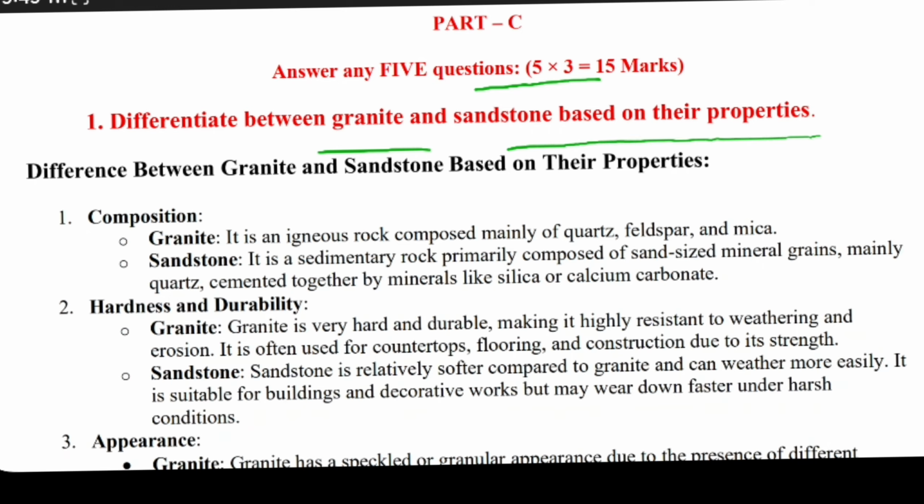So coming to the differences between granite and sandstone. The first case is the composition. Granite is an igneous rock. It mainly contains quartz, feldspar and mica. Coming to the composition of sandstone, sandstone is a type of sedimentary rock and it is made up of sand-like small-size grains.